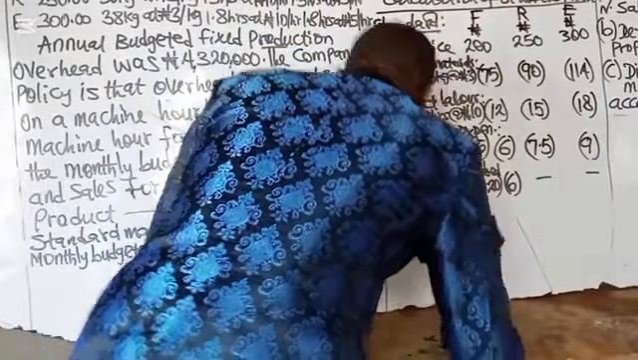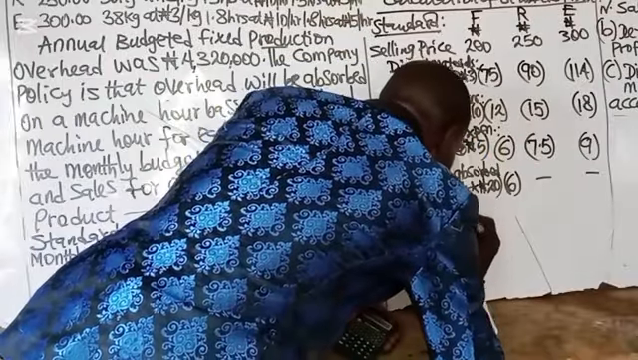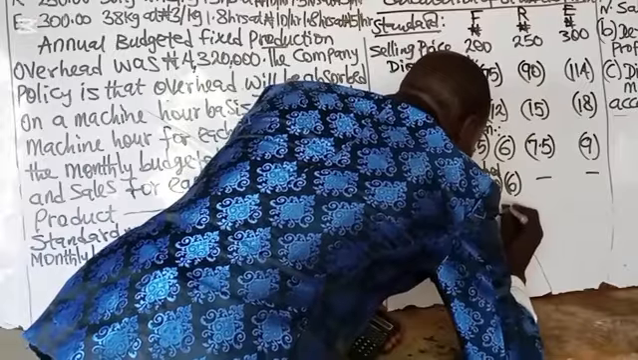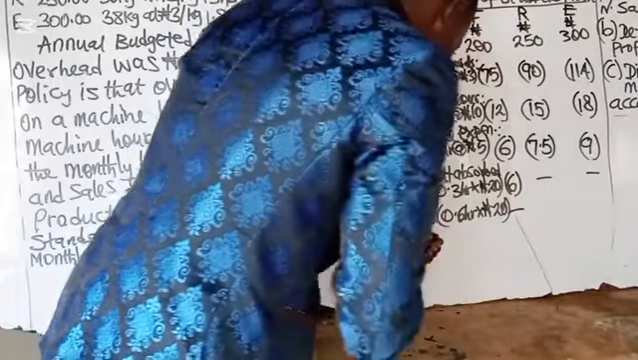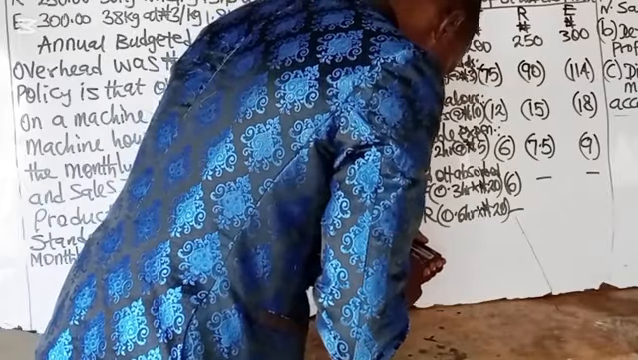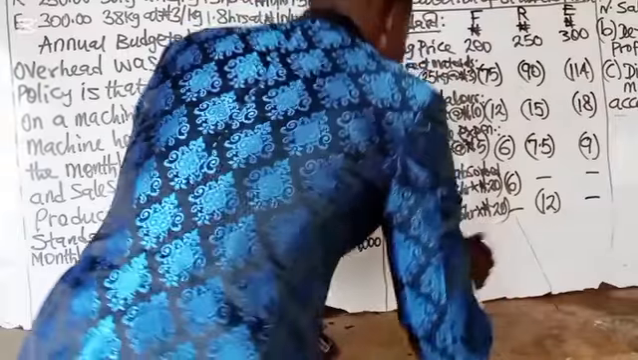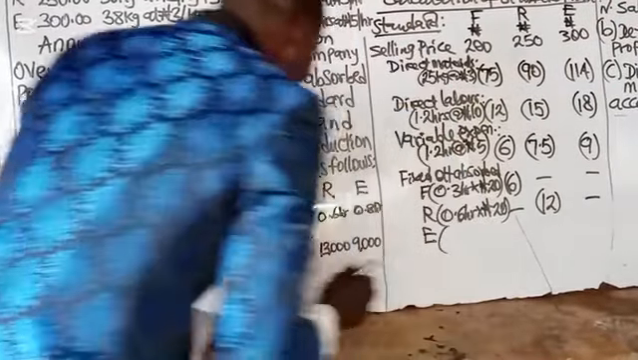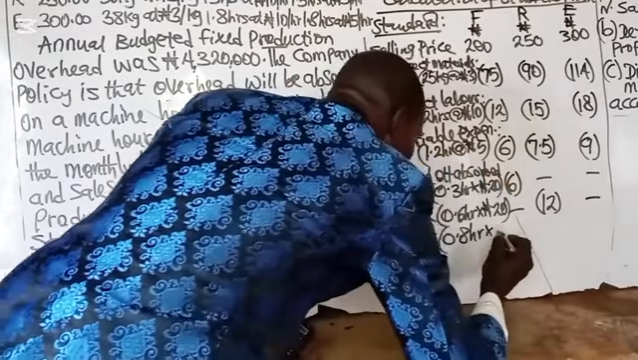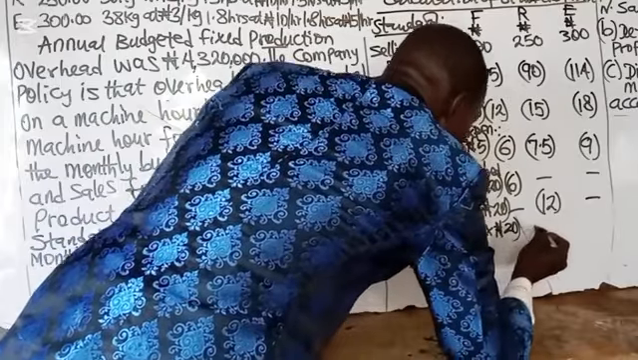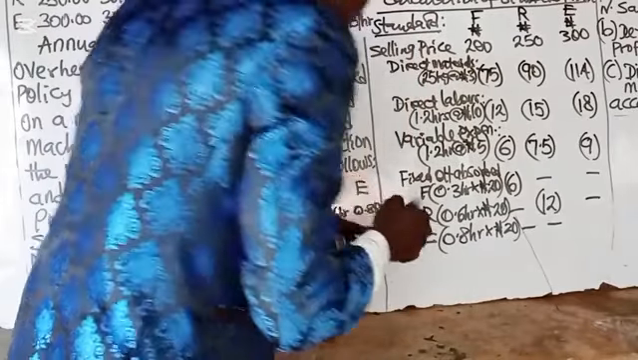Therefore, for R, the machine hour is 0.6 hour. We have 0.6 hour times 20 naira per machine hour. Remember, our fixed overhead absorption rate per machine hour is 20 naira. So we have 20 times 0.6. That gives us 12 naira. For E, the standard machine hour is 0.8 hours. You have 0.8 hours times 20 naira per machine hour. So we have 20 times 0.8, that gives us 16 naira.